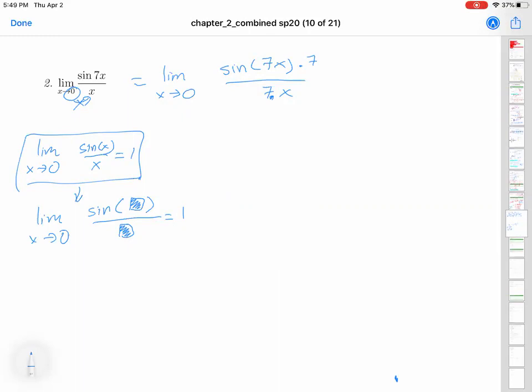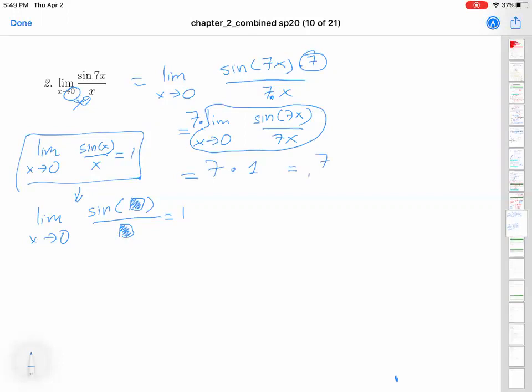But then from here, we can squeeze out this sine of 7x over 7x. And this constant here, we can move it to the front because it's just a constant. And then we can use the special limit to find this limit, which is just 1. And then the answer is 7. So this is how you use this special limit slightly in different ways to find limits of these two problems.